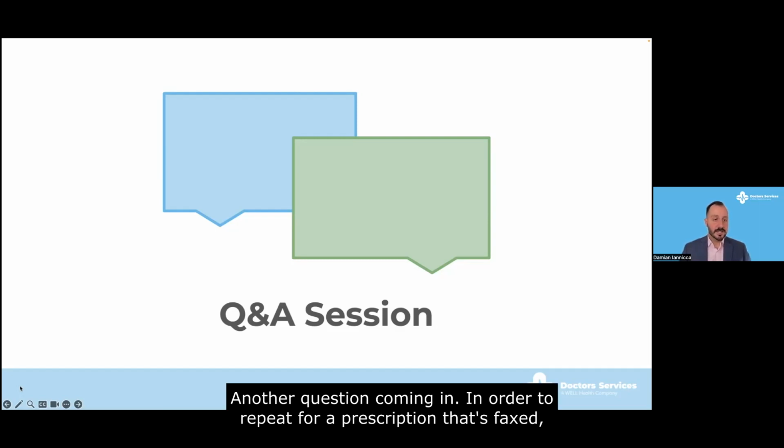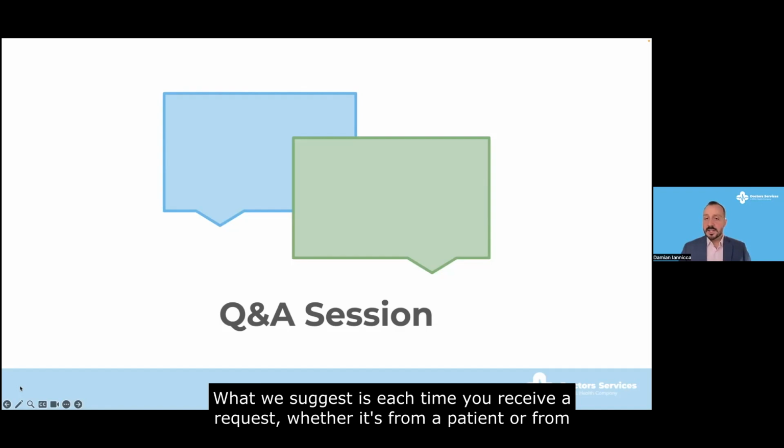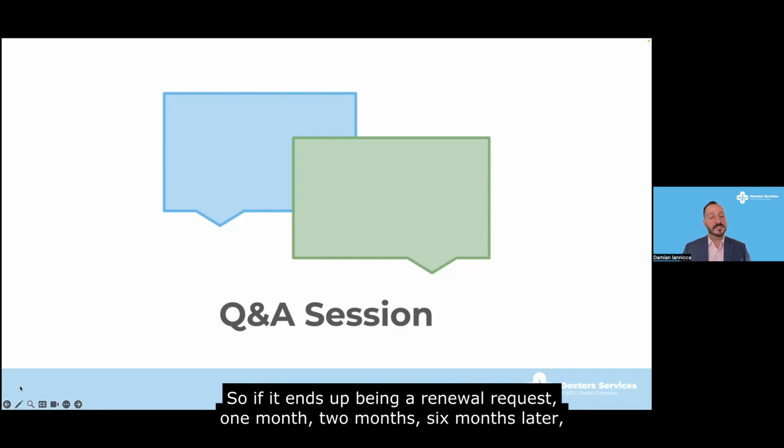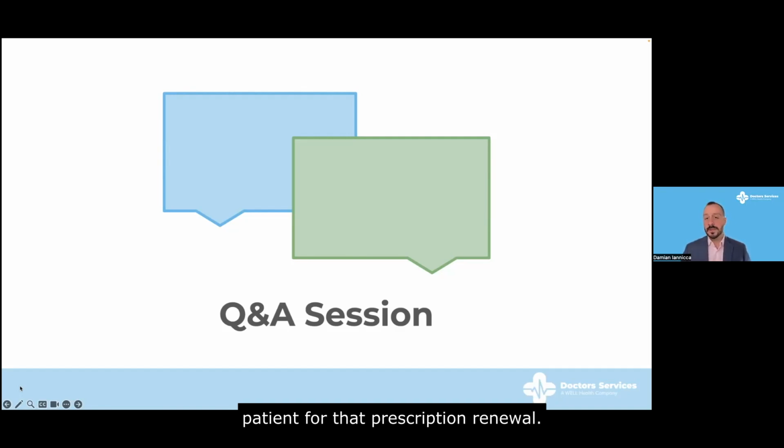Another question coming in. For a repeat prescription that's faxed, do we bill for renewal? What we suggest is each time you receive a request, whether it's from a patient or from the pharmacy, that is when you can bill for it. So if it ends up being a renewal request one month, two months, six months later, and that is a new request that appears for a renewal, yes, you can bill the patient for that prescription renewal.